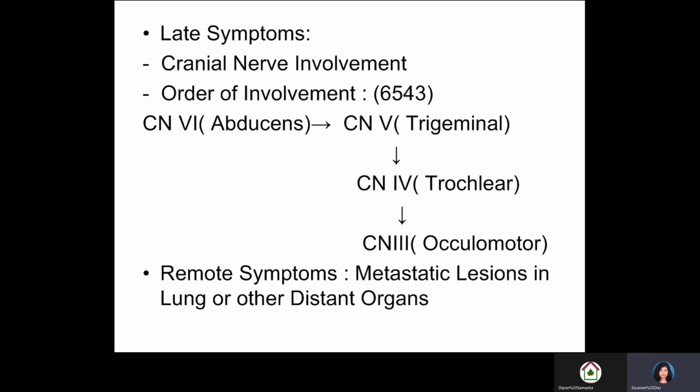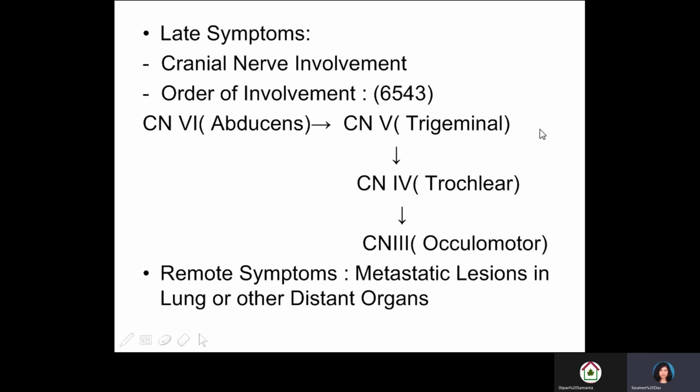When this cancer progresses, more and more nerves are involved, affected and damaged. What are the nerves that are damaged in case of nasopharyngeal carcinoma? These are abducens, trigeminal, trochlear and oculomotor. That means cranial nerve 6, cranial nerve 5, cranial nerve 4 and cranial nerve 3. This is the order of involvement of these nerves, which is why I have presented them in this manner. That means 6, 5, 4, 3, in descending order. By this presentation, you can have an idea about the symptoms.